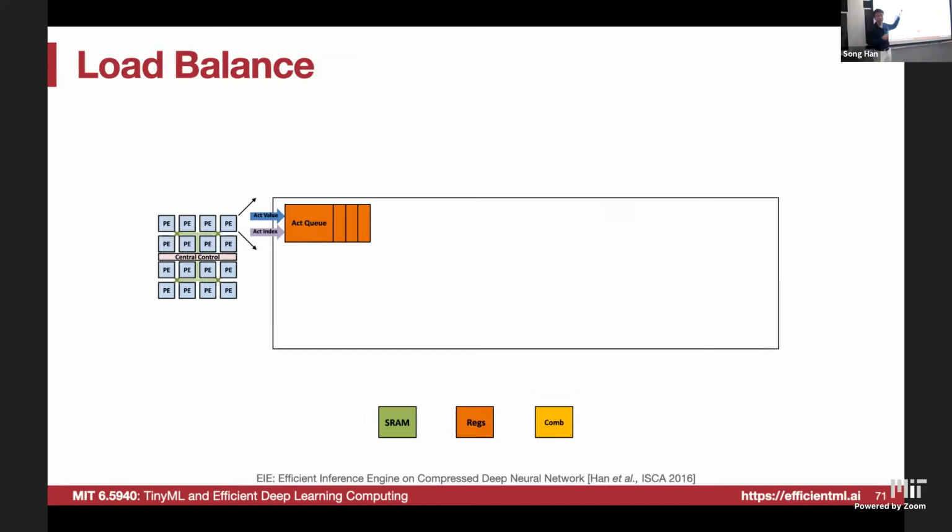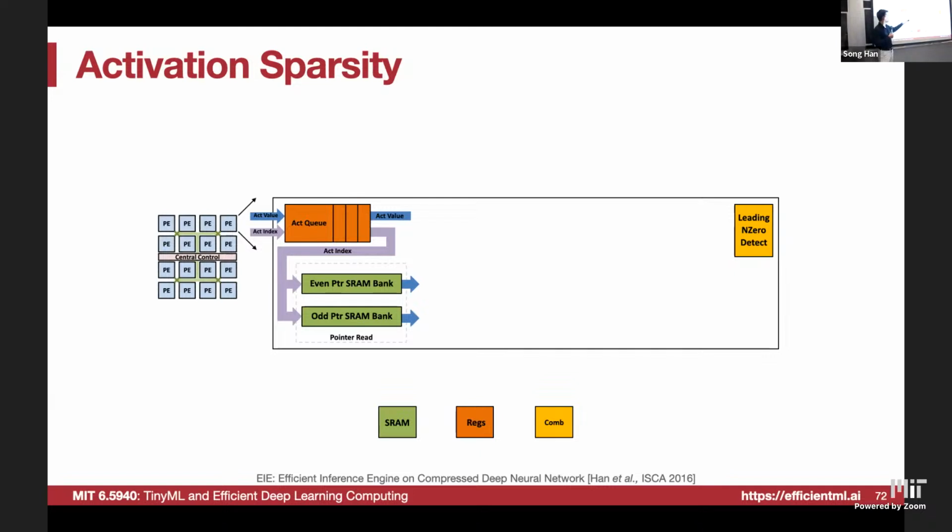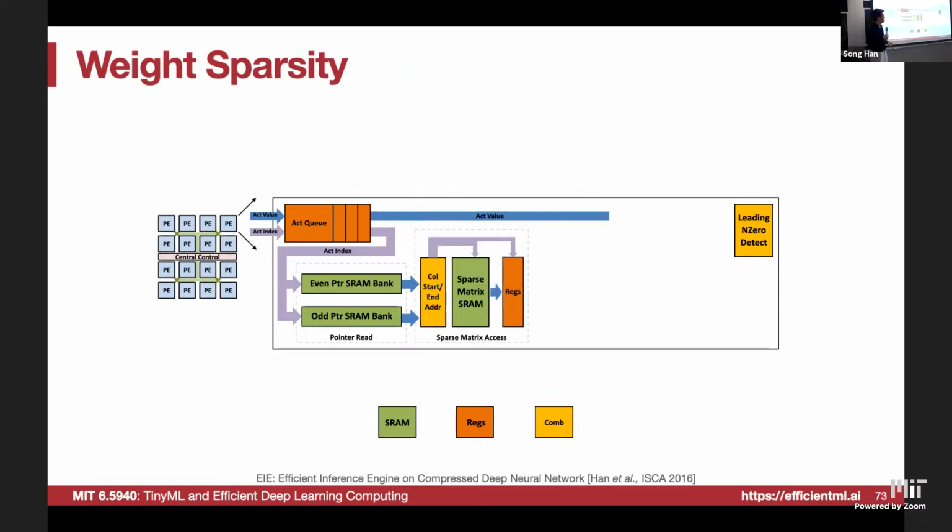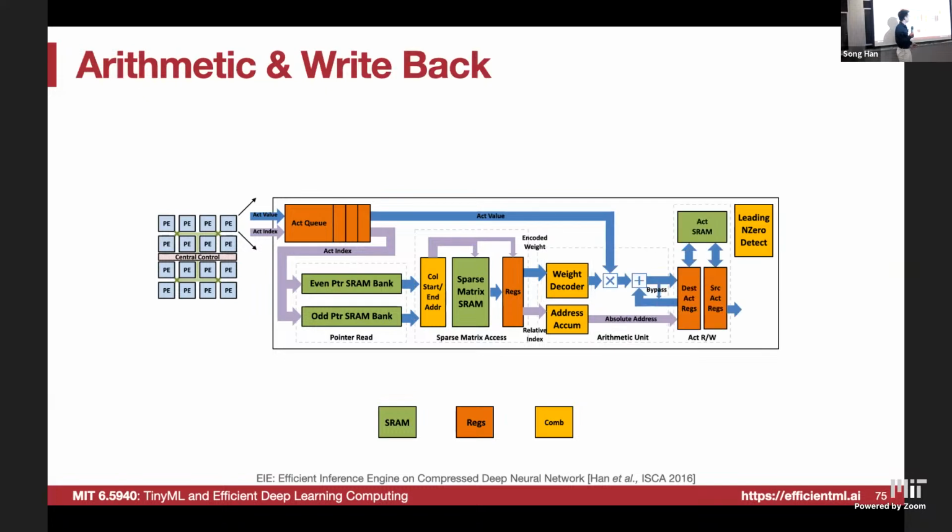We first have an activation queue, which stores those non-zero elements, okay? If the value is 0, it is not in the queue. And we pass it through the even pointer and odd pointer to get the location. And then we use the pointer to access the sparse matrix SRAM, which stores those non-zero elements. And finally, we decode from 4-bit to 16-bit. Remember, after weight sharing, which we're going to talk about in the next lecture, we decode from the 4-bit into the 16-bit elements. Do the multiplication and add, and finally write it back to the activation register.